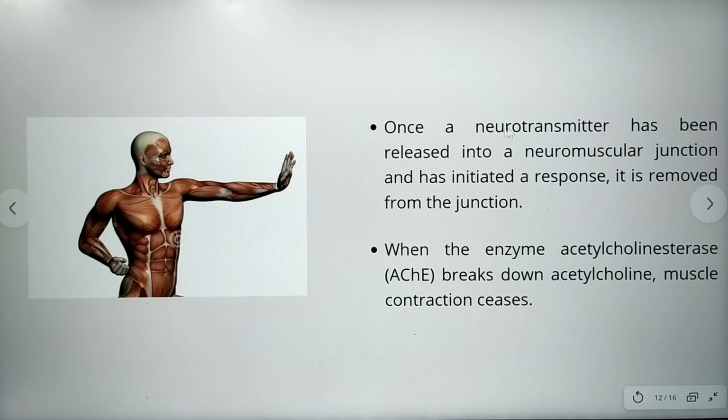So once a neurotransmitter has been released into a neuromuscular junction and has initiated a response, it is removed from the junction. So acetylcholine is one of the neurotransmitters. So how will this acetylcholine be removed from the junction? It will be removed by an enzyme called acetylcholine esterase, or in short ACHE, which will break down acetylcholine. When there's no more acetylcholine, the muscle contraction ceases. This means that the muscle will become relaxed.